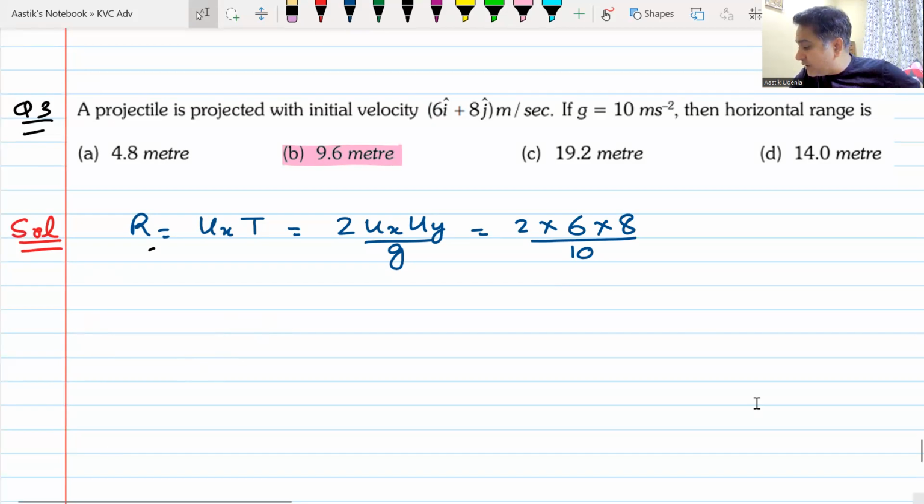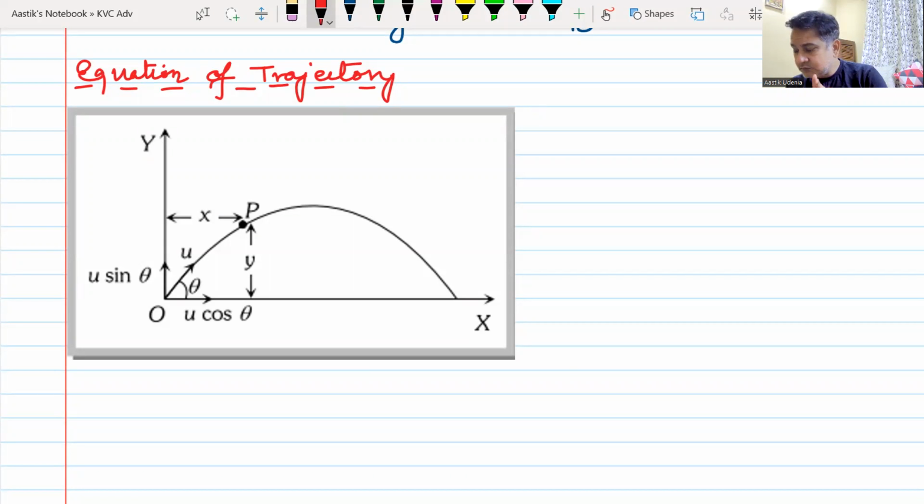Yes, tell me. You must be knowing it more than me, probably. What do you understand by trajectory, and what do you understand by equation of trajectory? Tell me. Have you heard the term trajectory first? Have you heard the term trajectory? Yes or no? What do you mean by trajectory, or what do you mean by equation of trajectory?